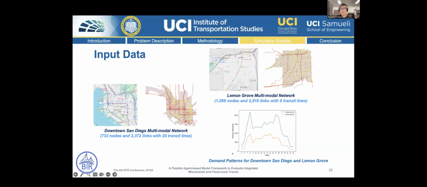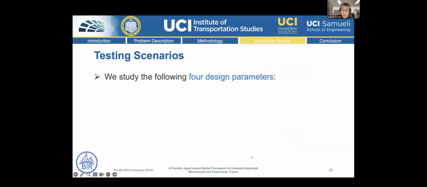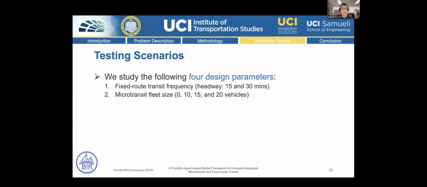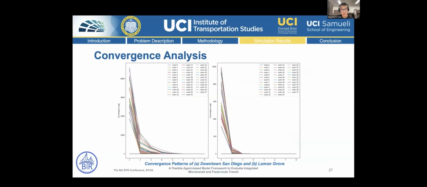And then we have a one-day demand. The demand comes from the activity scene. And we can see here, both in downtown San Diego, the blue curve, and in Lemon Grove, we have two peaks, a morning peak and an evening peak. And we study the following four parameters: fixed route transit frequencies, microtransit fleet size, virtual stop coverage, and operating hours.